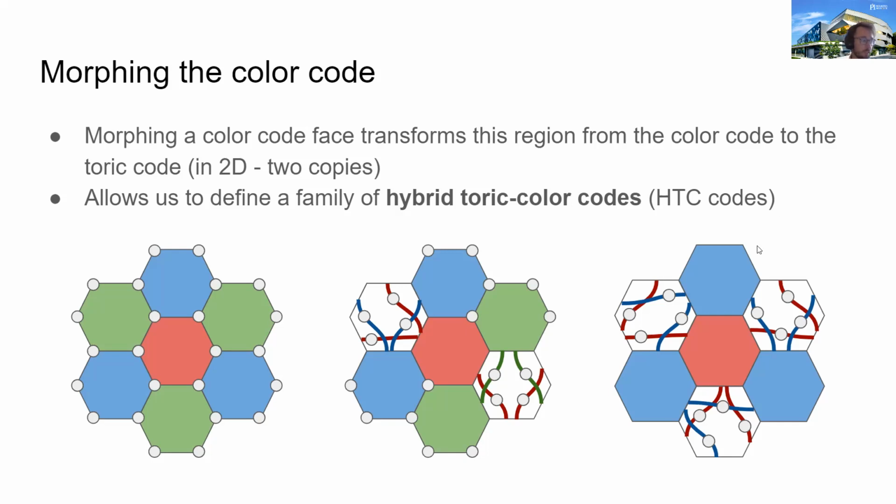And so in our family, we have the color code, which is the picture on the left here. Then we also have the picture on the right, which is toric code like. You can see that there are none of these gray circles, these color code qubits, left. They've all gone, and we just have these ones on the toric code regions. But then we can get this middle picture, where we have a combination of color code regions and toric code regions.